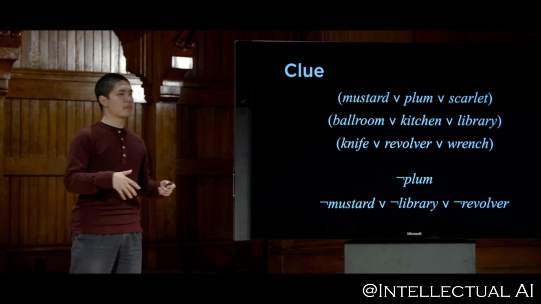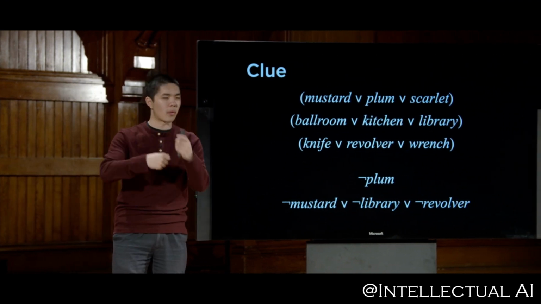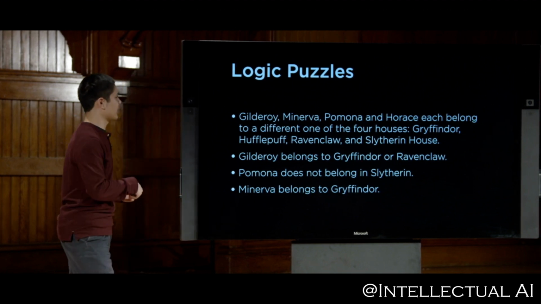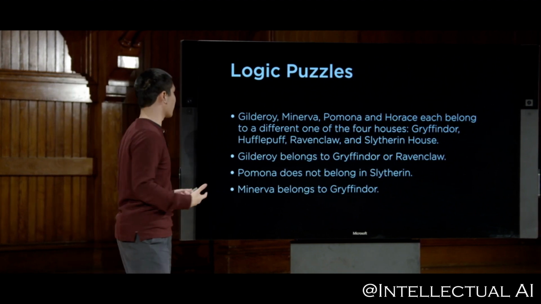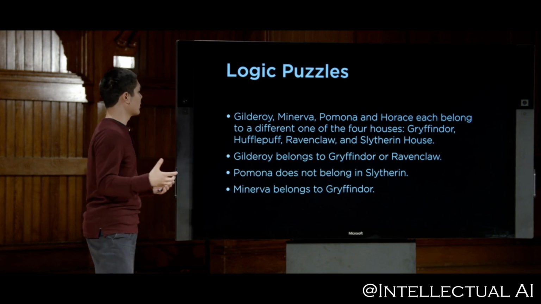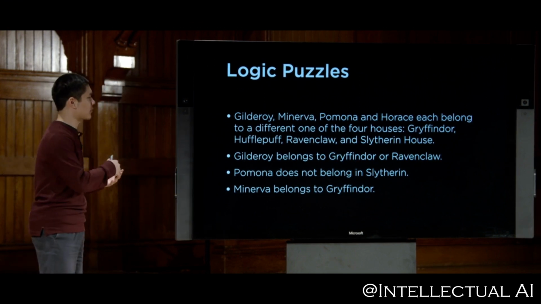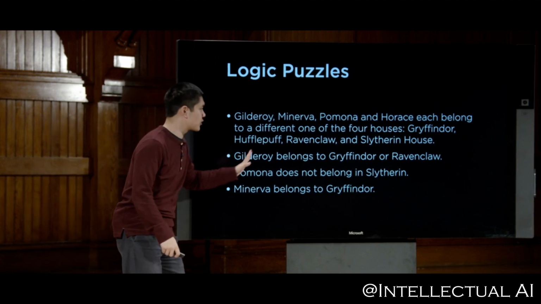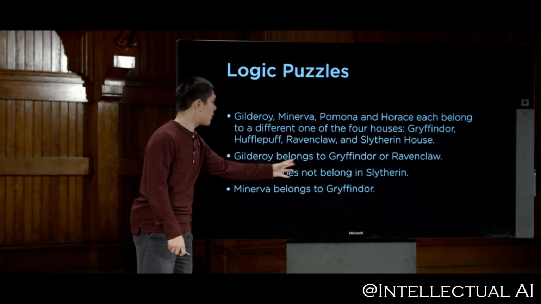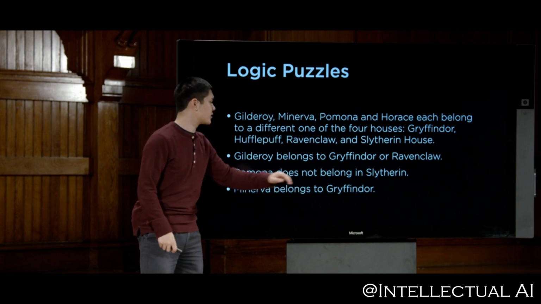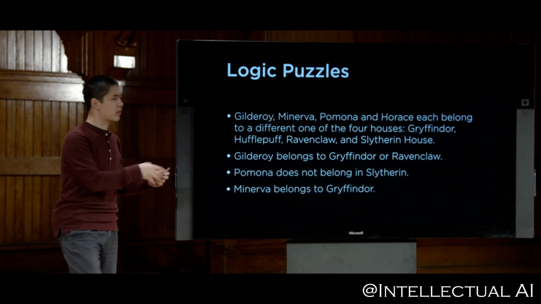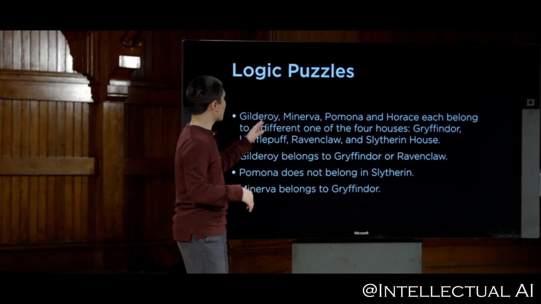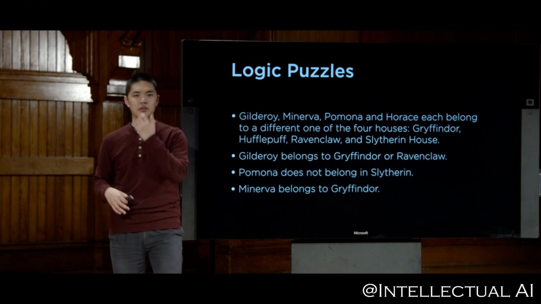useful. So you might be familiar with logic puzzles, where you have to puzzle your way through trying to figure something out. This is what a classic logic puzzle might look like. Something like Gilderoy, Minerva, Pomona, and Horace each belong to a different one of the 4 houses: Gryffindor, Hufflepuff, Ravenclaw, and Slytherin. And then we have some information that Gilderoy belongs to Gryffindor or Ravenclaw, Pomona does not belong in Slytherin, and Minerva does belong to Gryffindor. So we have a couple pieces of information, and using that information, we need to draw some conclusions about which person should be assigned to which house.